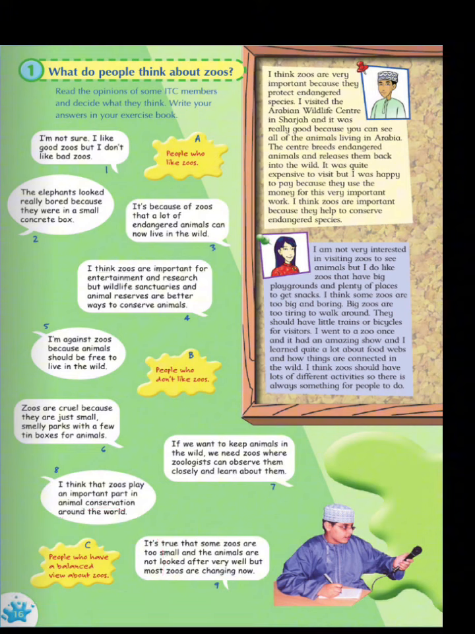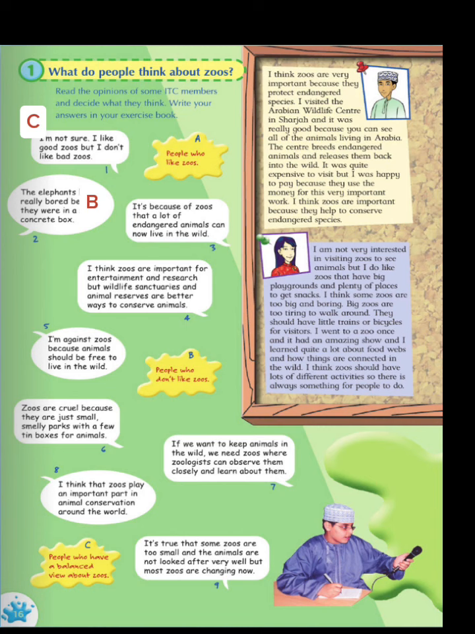Now let's read an answer. Number 1, I'm not sure. I like good zoos, but I don't like bad zoos. Number 1 belongs to Group C. Number 2, the elephants looked really bored because they were in a small, concrete box. Number 2 belongs to Group B.